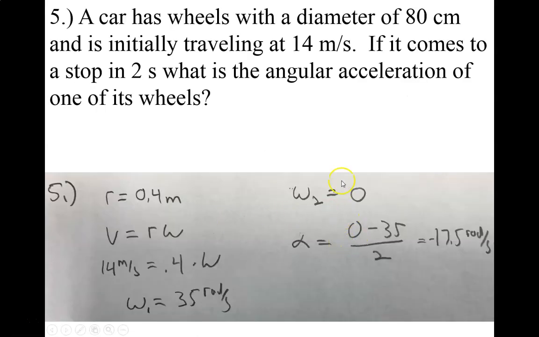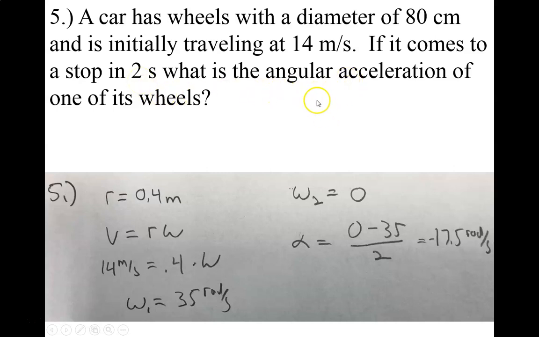Okay. So a car has wheels with a diameter of 80 centimeters and is initially traveling at 14 meters per second. If it comes to a stop in 2 seconds, what is the angular acceleration of one of its wheels? Okay. So we've got the diameter, which we'd have to convert to radius in meters, so 0.4 meters. No big deal. The initial linear speed v is equal to 14 meters per second, and it comes to a stop in 2 seconds, so we know the time, and we're looking for alpha.